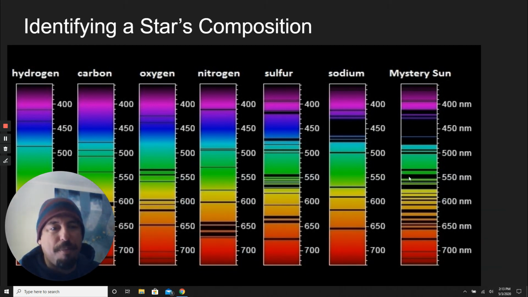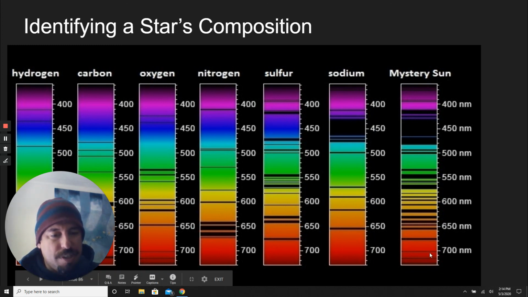So if we have our mystery sun, we can figure out what elements are in this star by looking at the unique pattern. So if we look here, obviously our star, mystery sun, has this big black patch right here. So our mystery sun would definitely have sodium. If you look down here at the bottom, you can see these two marks here. Those are pretty unique to oxygen. So our sun has sodium in it. It also has oxygen in it.